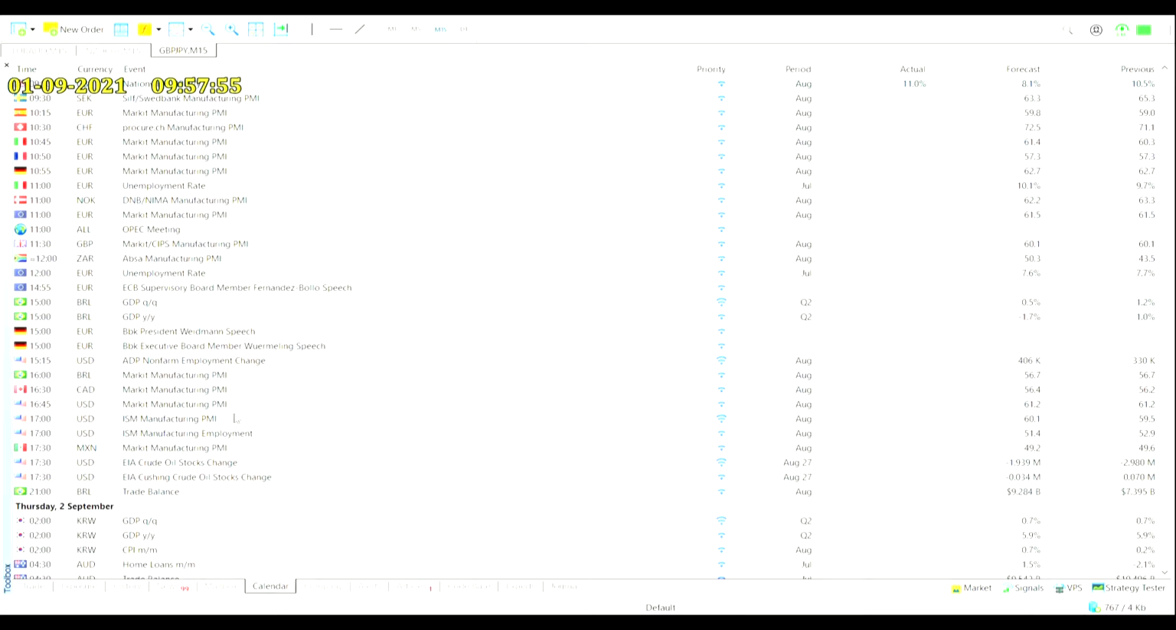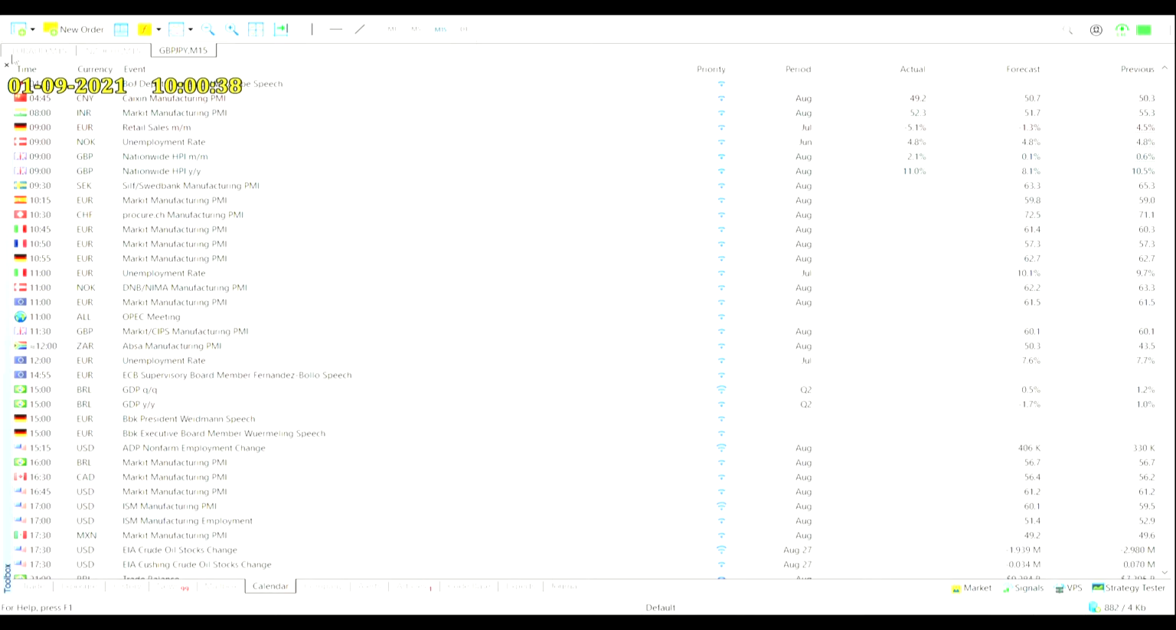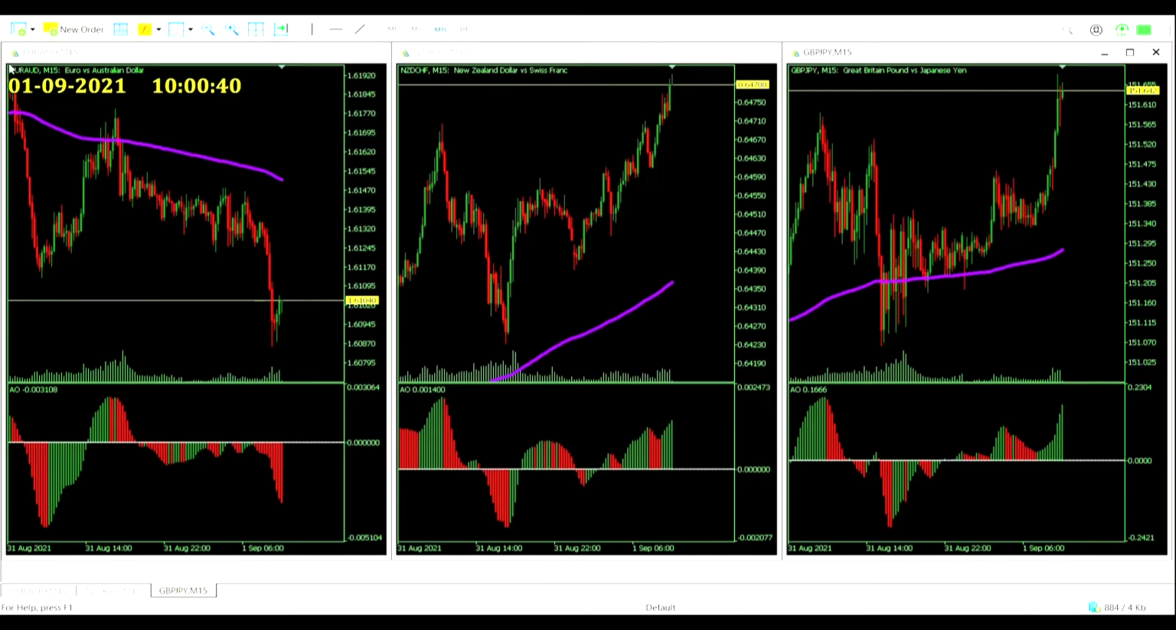Their market manufacturing PMI numbers also coming out 4:45, that's 15 minutes after Canada's. The ISM manufacturing PMI at 5 o'clock for them. That's seen as a little bit more credible than the market PMI, so that might also see some movement if there isn't already a trend set in motion. Busy day, let's head back onto the tri chart.